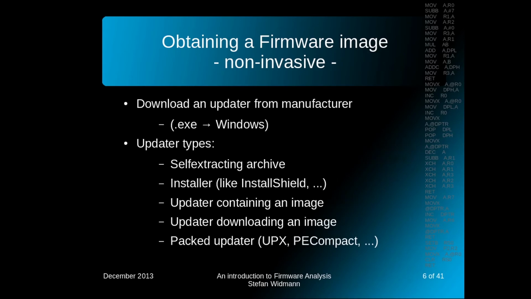Okay, if this doesn't work out, maybe we get an updater from the manufacturer. Normally, there are exe files built for Windows. There are different updater types. First, the self-extracting archives. It might be an installer tool like InstallShield or whatever. It might be an updater, a simple exe file without any installation, just containing the image. It might be an updater that is downloading an image. Or it might be one of the others, but packed with an executable packer like UPX or PE Compact. Let's go a little bit into detail.